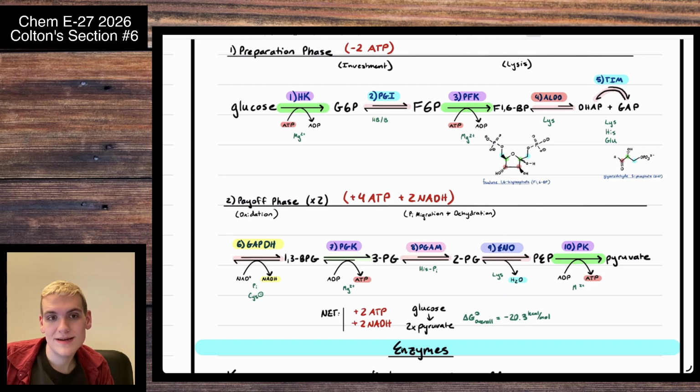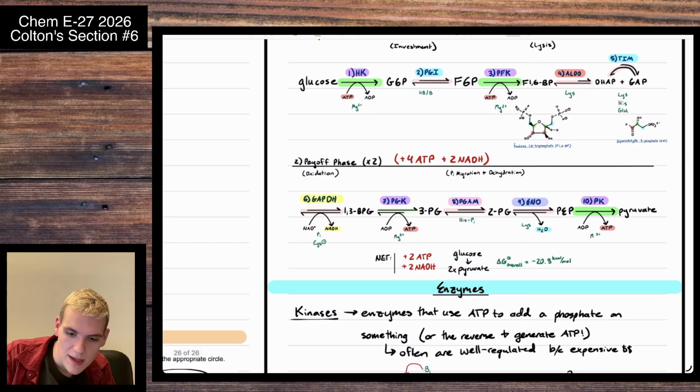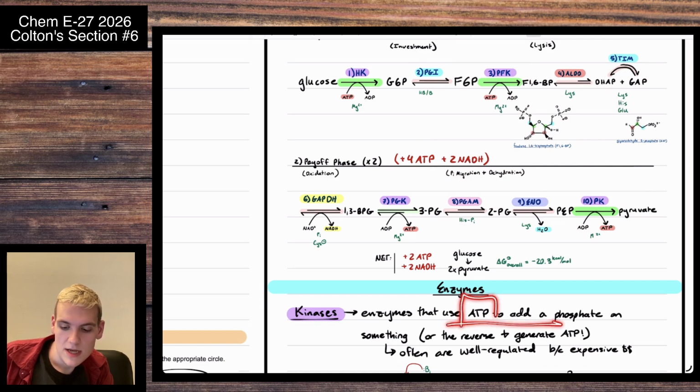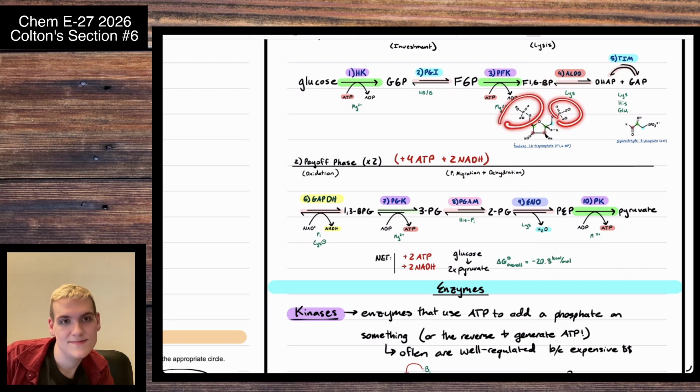And we are going to talk about classes of enzymes that appear in metabolism. And the first class, I've highlighted up here in purple. These are called kinases. So kinases are enzymes that use ATP to add a phosphate onto something. So over here we see we added a phosphate on from ATP, and we got from glucose to glucose 6-phosphate. Then over here we had another one, phosphofructokinase, and it added on a second phosphate from ATP. So we've added on 2 phosphates.